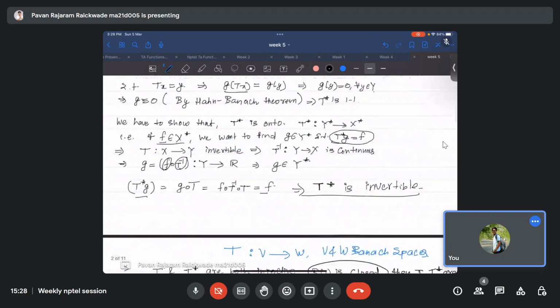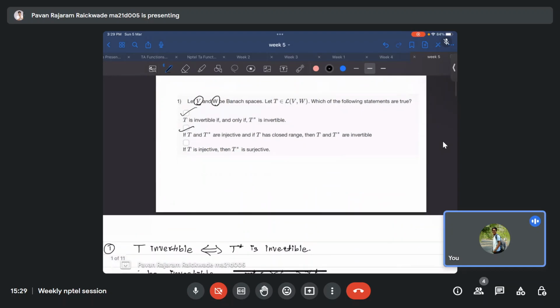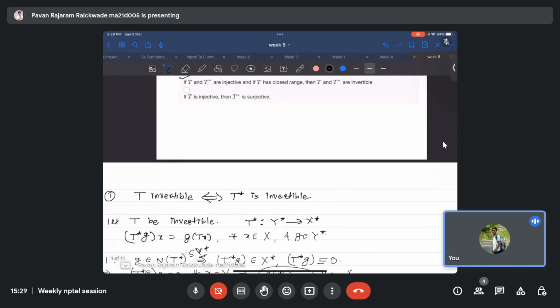Yeah, this follows. The third says that T is injective. If T is injective, then T star is surjective. Okay, this is wrong. I'll write here.